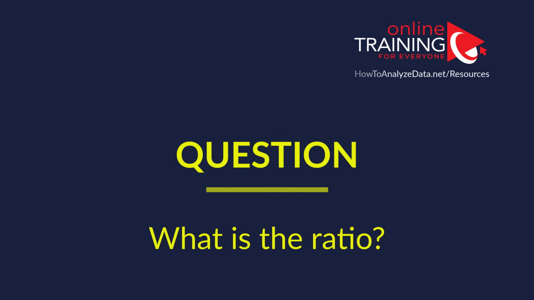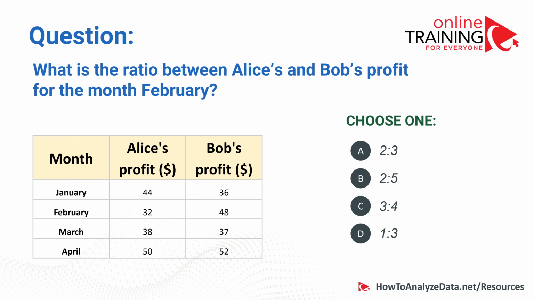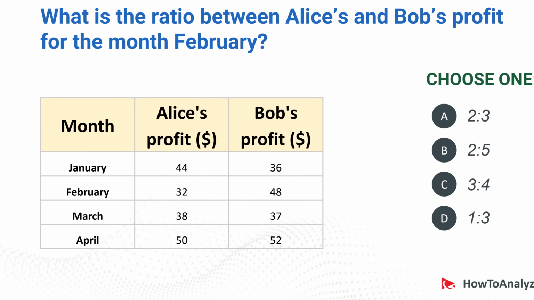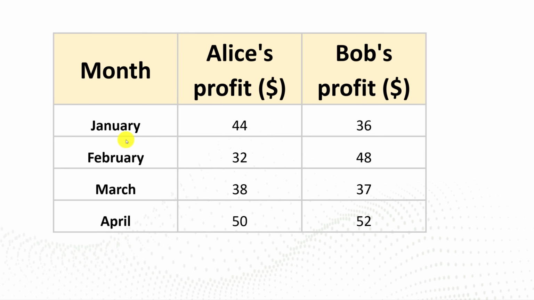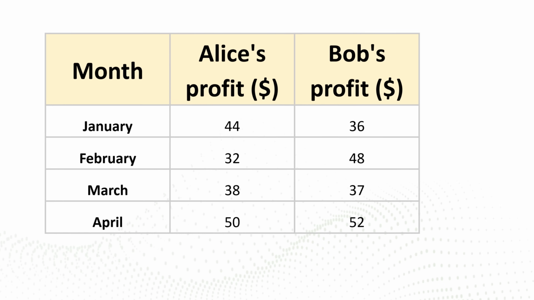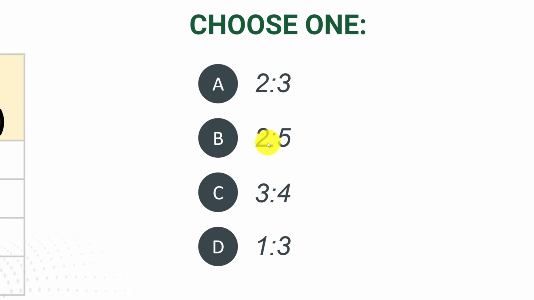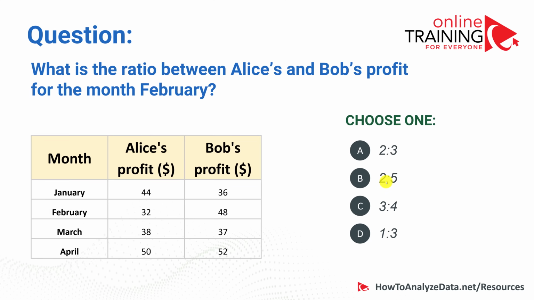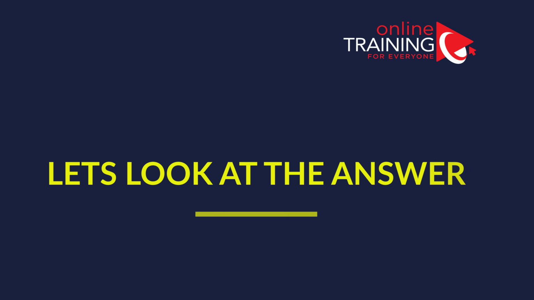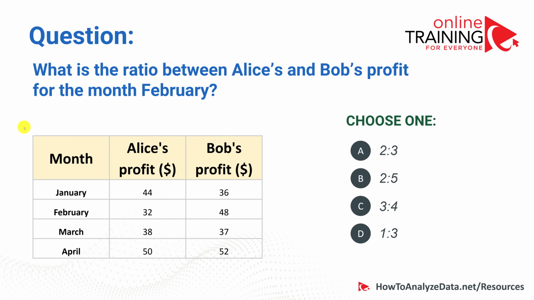Now let's look at the very tricky question, which is frequently used as part of a variety of different tests. What is the ratio between Alice's and Bob's profit for the month of February? And you have a table here which lists different months, January, February, March. You have Alice's profits and Bob's profits. And you have 4 choices for the ratios: 2:3, 2:5, 3:4, and 1:3. Which one do you think is right? Let's see how you can get to the right answer here.